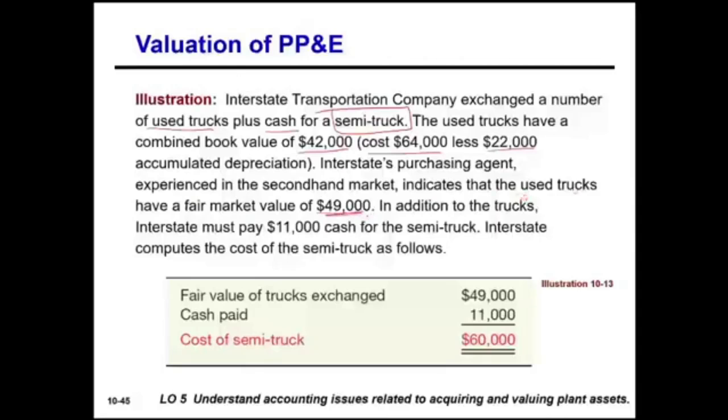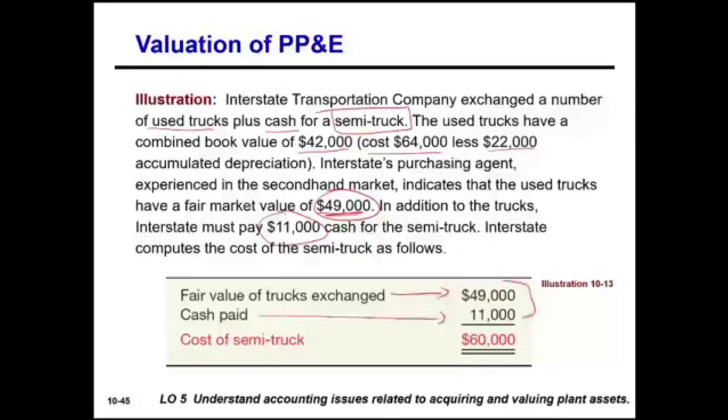Well, we have everything that we need. In addition to the trucks, Interstate must pay $11,000 in cash for the semi-truck. So what is the cost of this new semi-truck? The cost is what we gave up. What we gave up is two things. We gave up the old trucks. We paid $11,000 in cash. And we gave up trucks that are worth $49,000. So the cost is those two combined, which is $60,000.